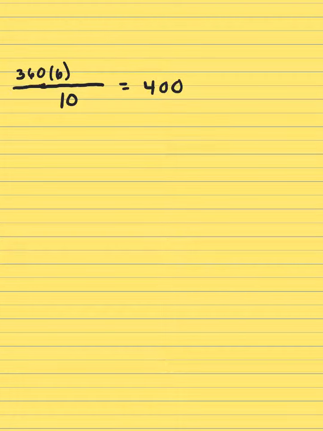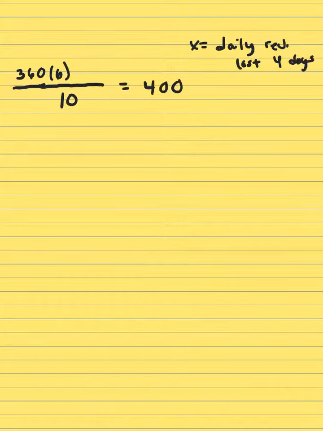So I'm going to let X be the average daily revenue for the last 4 days. Each day, let X be the daily revenue for the last 4 days. I'm letting X be just 1 day, not all 4 days, because what I'm going to do is multiply that by 4, 4 times X. Each of those 4 days had a revenue of X, and we have 4 days of it, so I multiplied it by 4. So what do we got here?